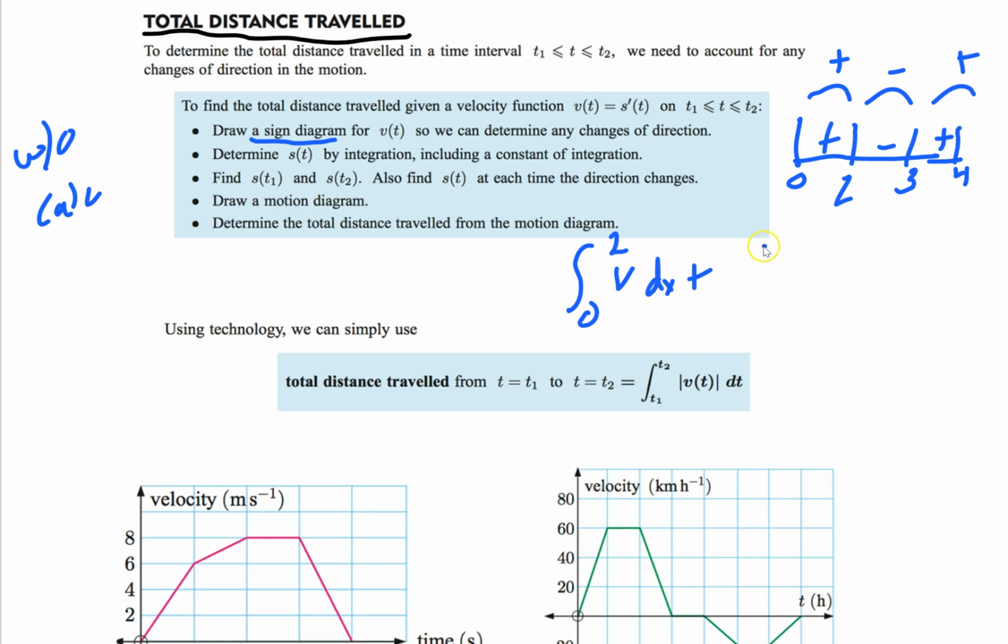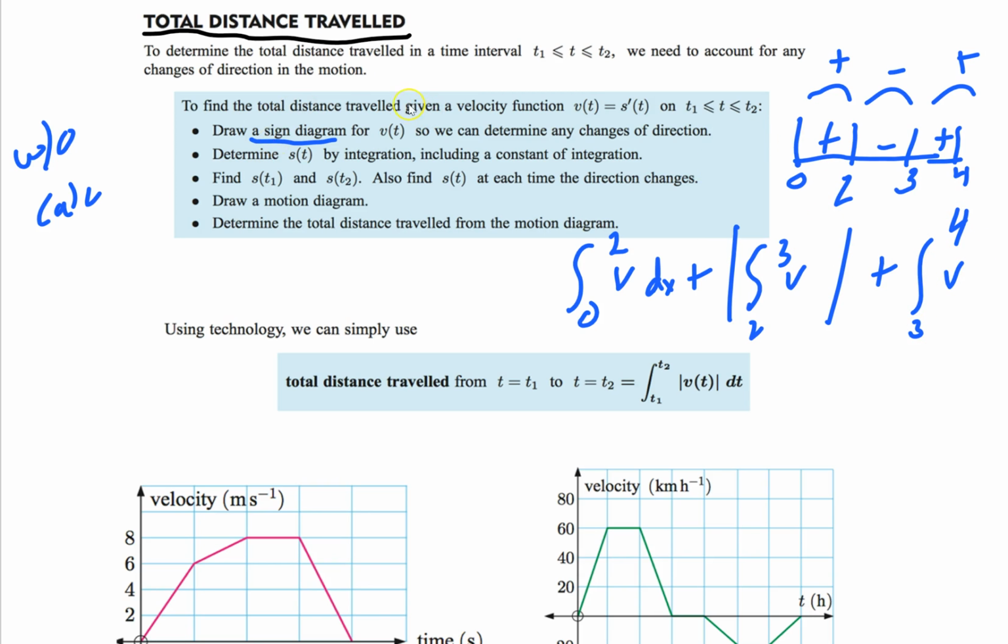And then the middle one is going to be negative. So I'm separating it. I have to make it an absolute value, or negative it, or subtract it if you want. You have to make sure this is a positive value because you just want to add them all up. And the last one's positive too, so I don't have to worry about that one. 3 to 4.